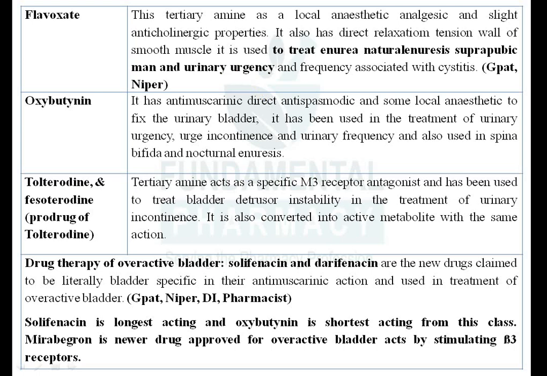Because of that infection, and in that condition flavoxate is used. Then oxybutynin, it has antimuscarinic, direct antispasmodic and local anesthetic properties, used to relax the urinary bladder. Again it is used in the treatment of urinary urgency, urge incontinence, urinary frequency, and also used in spina bifida and nocturnal enuresis.